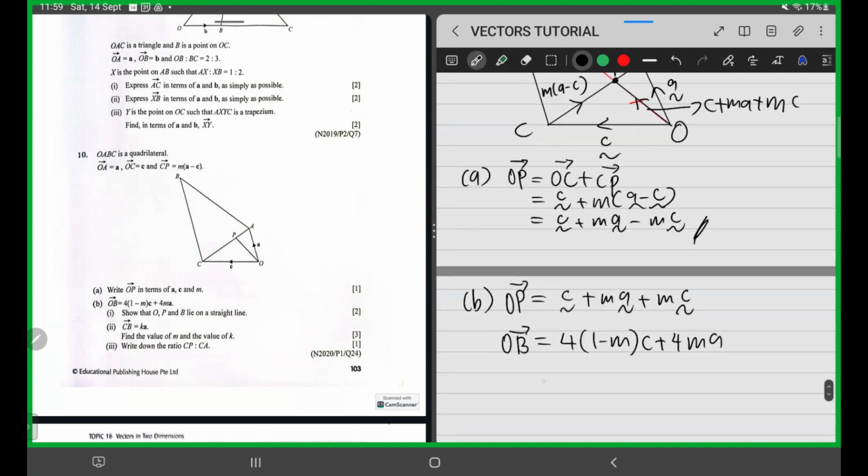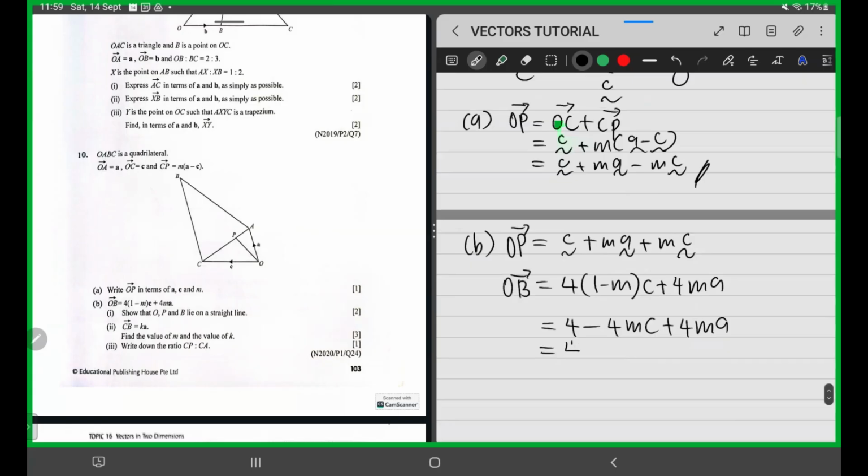So you just expand everything out for the OB first. You get 4 minus 4MC plus 4MA. And then you factorize out everything. You get 4 bracket 1 minus MC plus MA, right? And then you just rearrange this. So you get 4 bracket 1 plus A minus C. No, what am I doing?